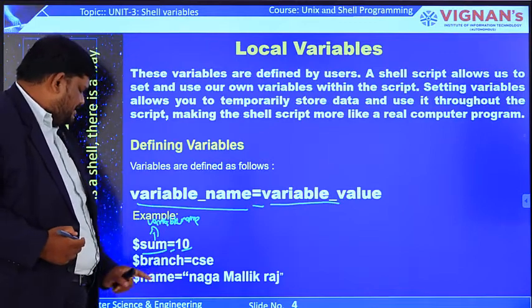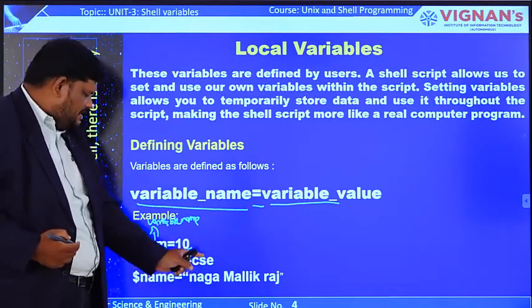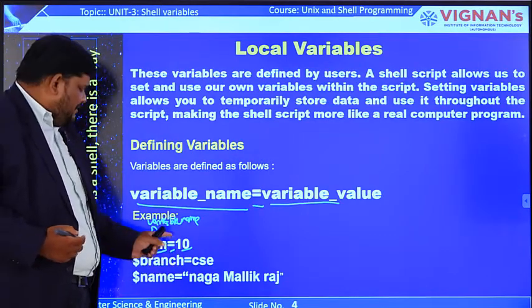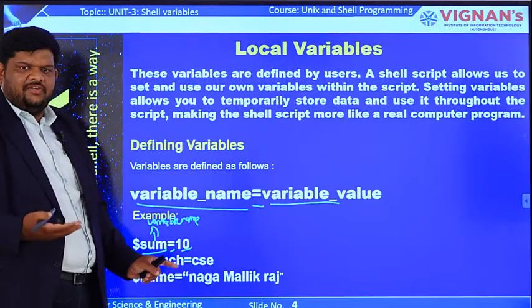Let us consider a second example. We have written here branch is equal to CSC. So this word CSC is stored in the variable branch. We already know that a variable can hold digits or words, whatever it may be.